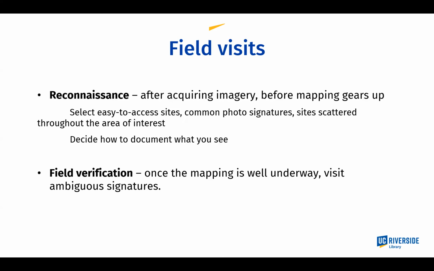And what you're going to want to do is try to find easy to access sites, maybe just right along the sides of roads or not too far to walk from the road. Some common photo signatures that you're seeing. Make sure the sites are scattered throughout your area of interest. That'll just help you gain more confidence in what you're going to be mapping once you're back to looking at the images on the screen.